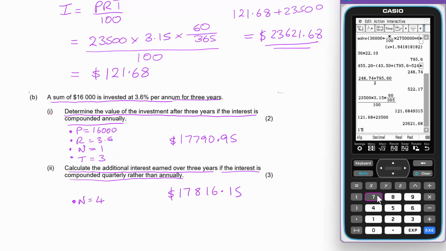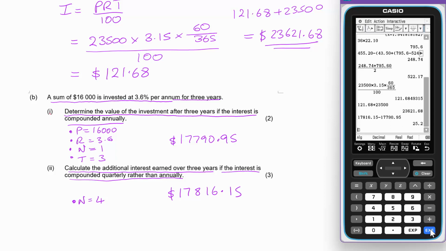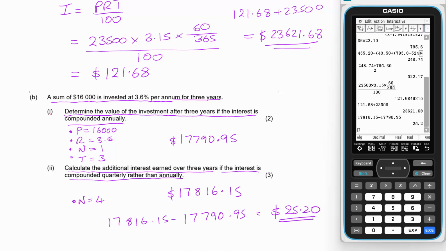So we've got 17,816.15 take away 17,790.95, and that is 25.20. So we've got 17,816.15 take away 17,790.95, giving us $25.20.